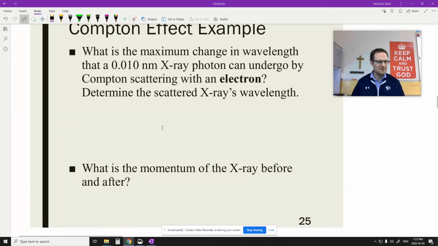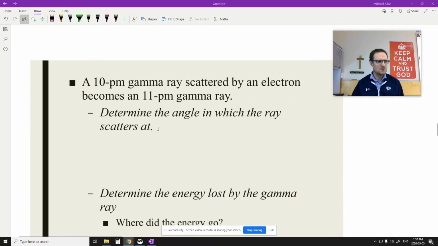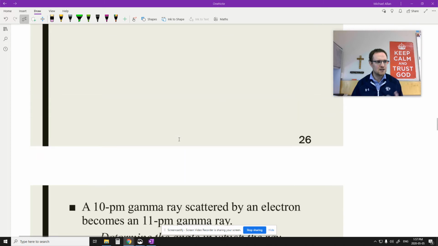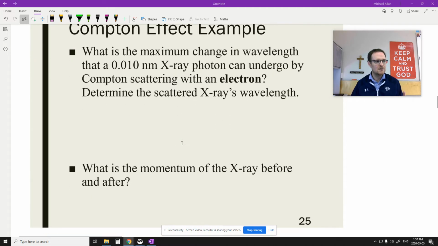So I think I might even ask that question: does it matter what type of EMR it is? It actually doesn't matter. It's just what it hits. Okay? So what's the maximum change? What is the maximum change in the wavelength that an X-ray photon can undergo when you do the Compton scattering effect? So let's think about what can change as the X-ray hits an electron.